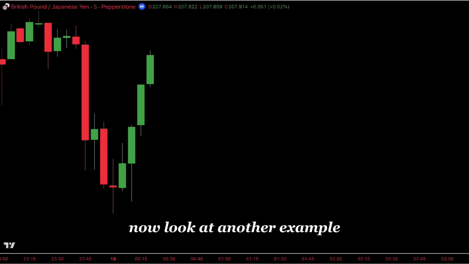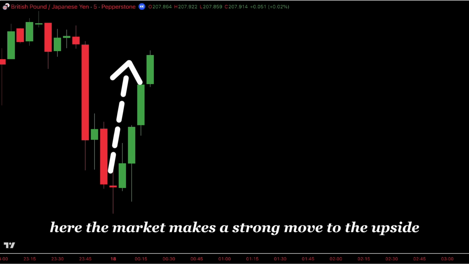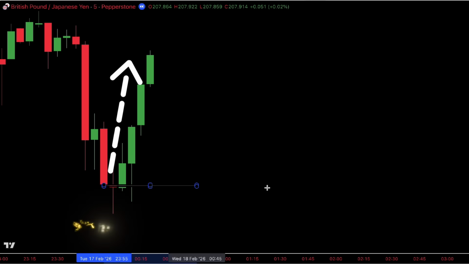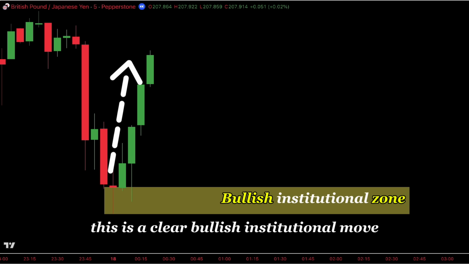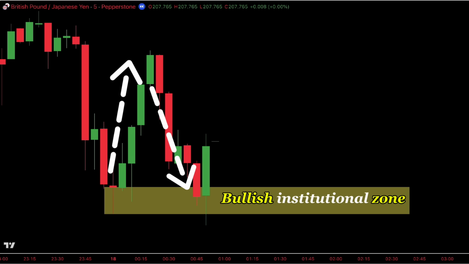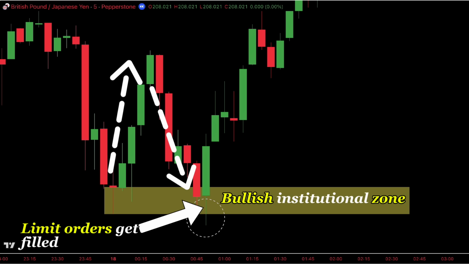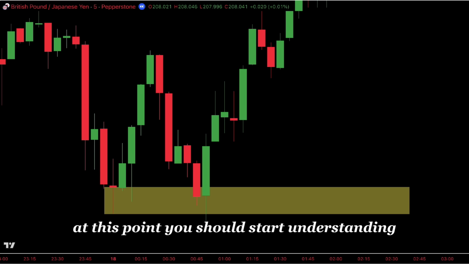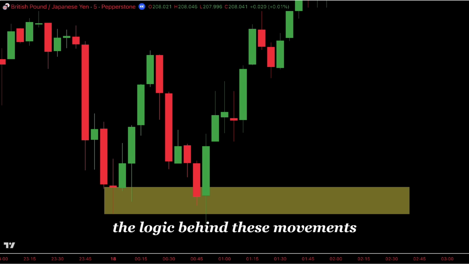Now look at another example. Here, the market makes a strong move to the upside. This is a clear bullish institutional move. Now watch what happens next. As price retraces back to the bullish institutional zone, it gets rejected and continues higher with momentum. This confirms that institutions were active in this area and are defending their positions. At this point, you should start understanding the logic behind these movements and why price reacts the way it does.